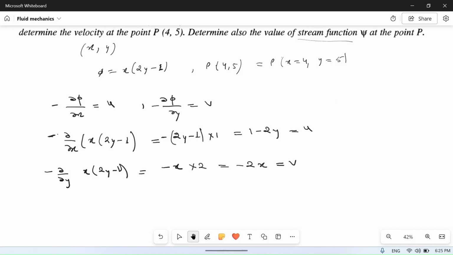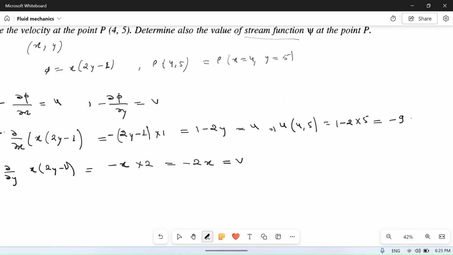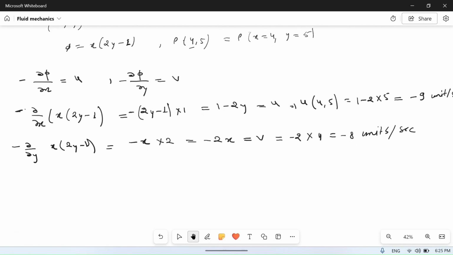So at this point (4, 5), u will be equal to 1 minus 2y. With y as 5, it becomes 1 minus 10, which is equal to minus 9 units per second. And v is equal to minus 2 into x, where x is 4, so it is minus 8 units per second. This is the value of u and v.